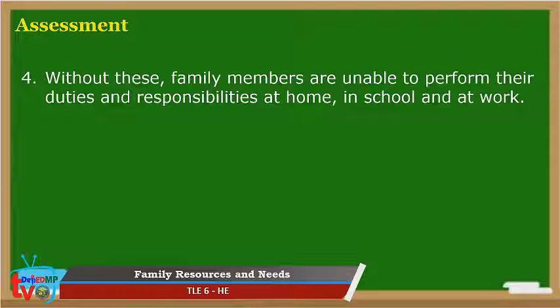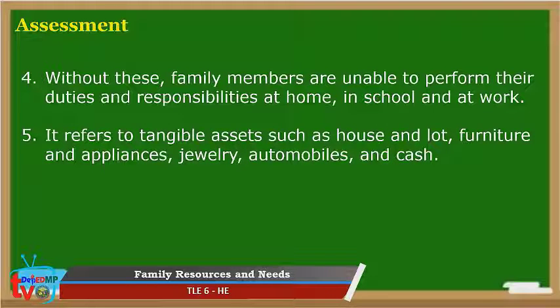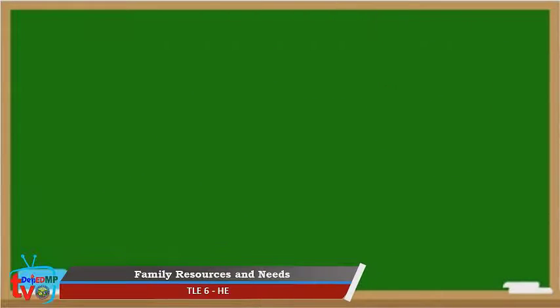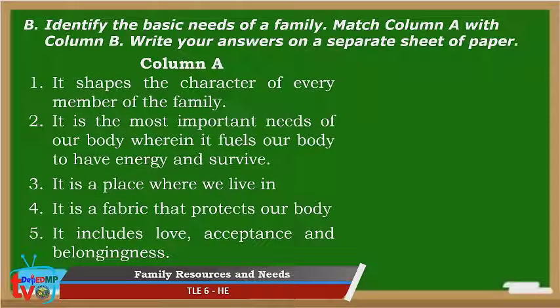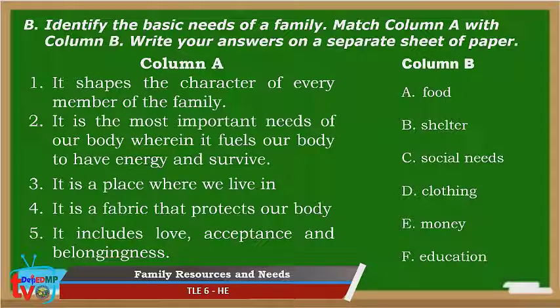Number 4. Without this, family members are unable to perform their duties and responsibilities at home, in school, and at work. Number 5. It refers to tangible assets such as house and lot, furniture and appliances, jewelry, automobiles, and cash. Letter B. Identify the basic needs of a family. Match column A with column B. Write your answers on a separate sheet of paper. Column A, column B.